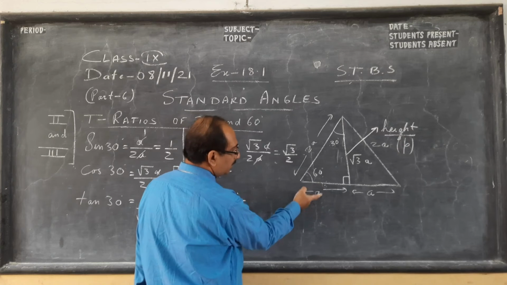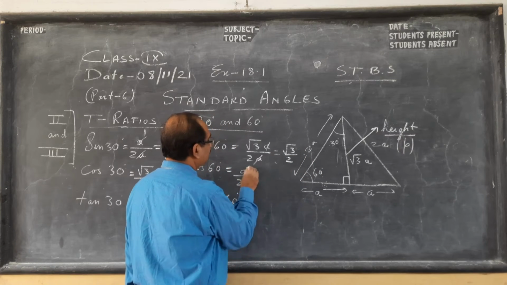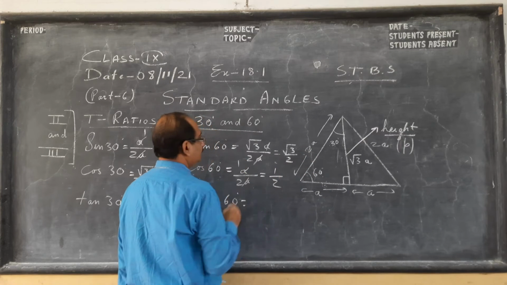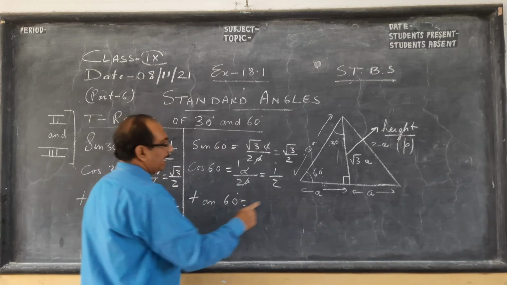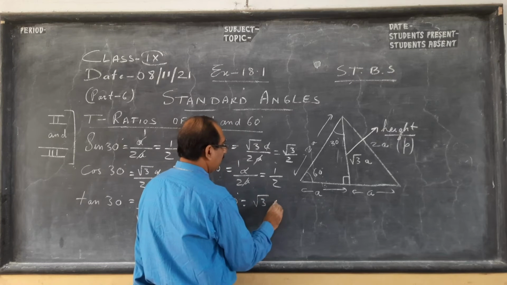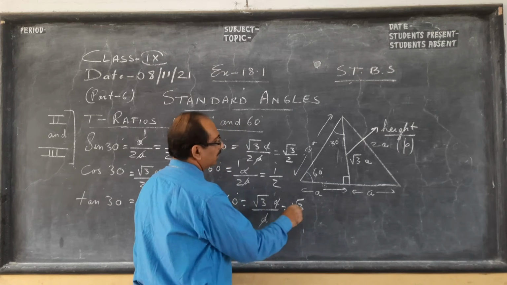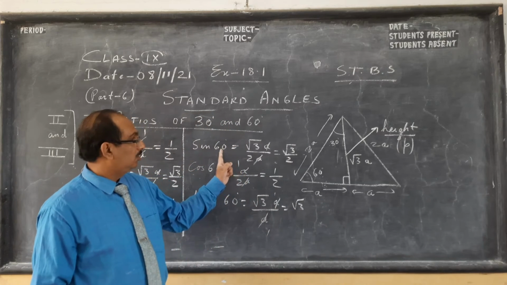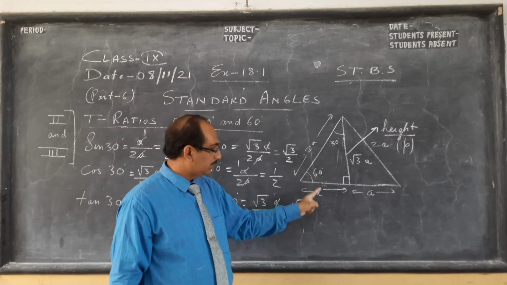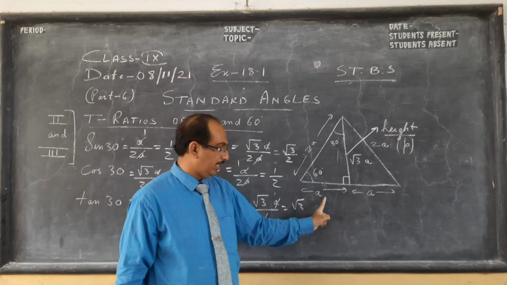Cos 60, cos of this is a by 2a, base by hypotenuse, or adjacent by hypotenuse. So 1 by 2. And then tan. Tan for this is this by this, root 3a by a, cancel, we get root 3. Down we don't write 1, children. So once more, sine 60 is root 3 by 2, cos 60 is a by 2a, half, and tan 60 is root 3a by a, we get root 3.